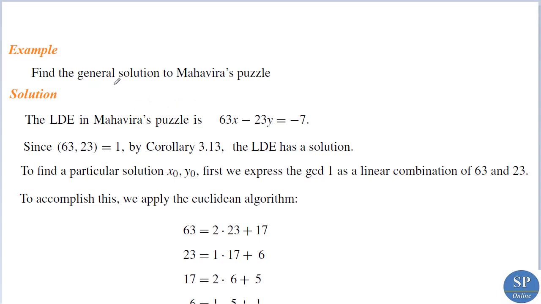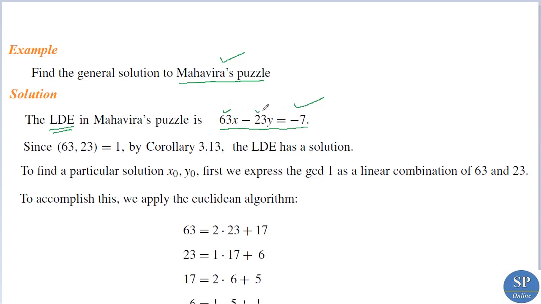First one, find the general solution to Mahavira's puzzle. We already discussed Mahavira's puzzle in the previous lecture. We know the linear Diophantine equation in Mahavira's puzzle is 63x minus 23y equal to minus 7. Now we are going to find the general solution of this LDE.